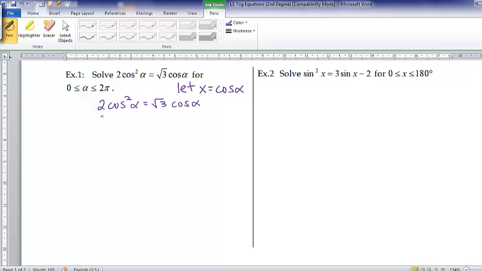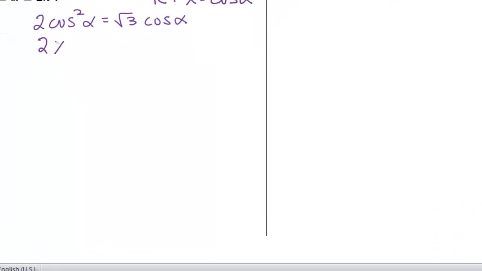So in example 1, we're going to find the angle and note the interval. Instead of having 2 cosine alpha squared, I'm going to do x squared. The interval is from 0 to 2 pi, so this is the easy one, when you're just in one full rotation of the circle. And this is the most common interval to deal with. Now, to solve any quadratic equation, we want to set it equal to 0.